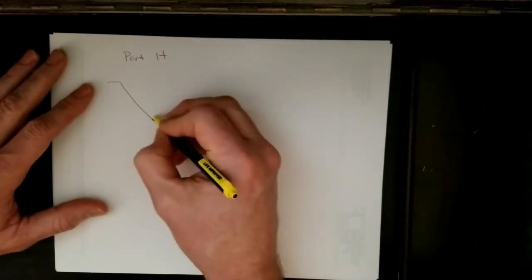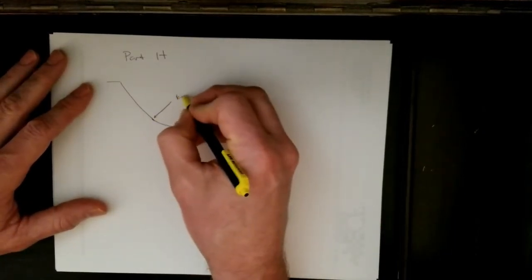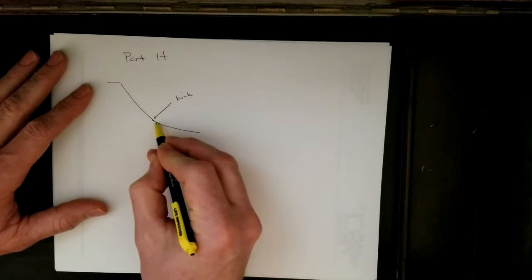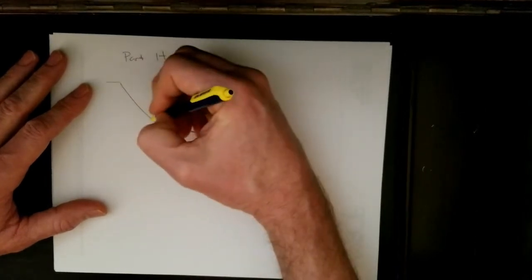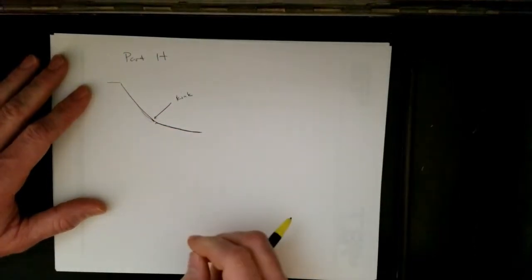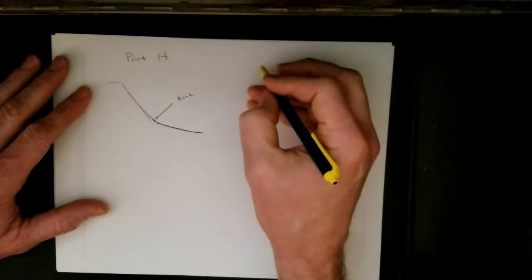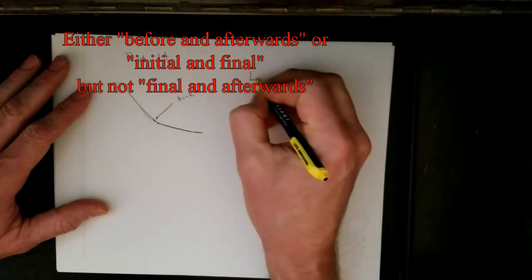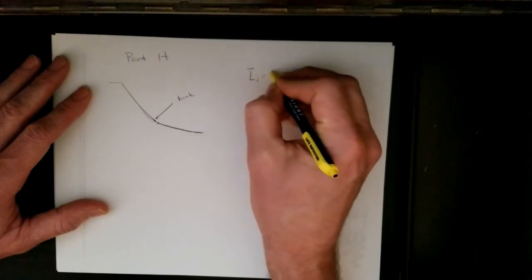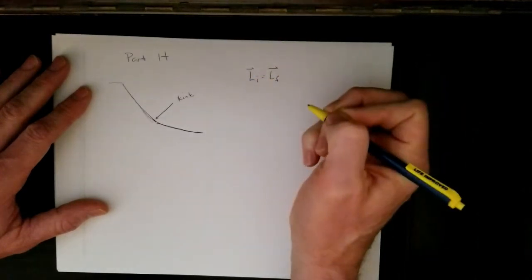It was almost continuous there, but there was a kink. That's where there was definitely a kink in the graph. And I want to figure out what is the velocity at this point right here. I need to know final and afterwards, because I'm checking if angular momentum initial equals angular momentum final.